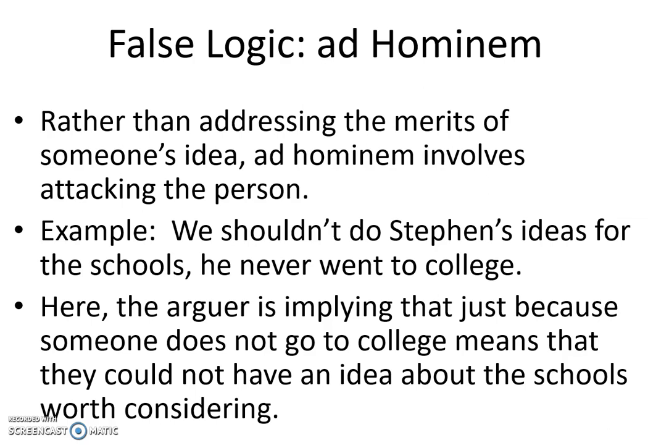Oftentimes, ad hominem fallacies will take the form of labels. People will say, oh, they're just a liberal, or Karl Marx believed the same thing, or whatever. Anytime people are using labels to describe somebody, like their opponent, always be very suspicious of that. They're asking you to reject somebody's possibly great ideas simply because they're being classified as a certain group or a certain label.